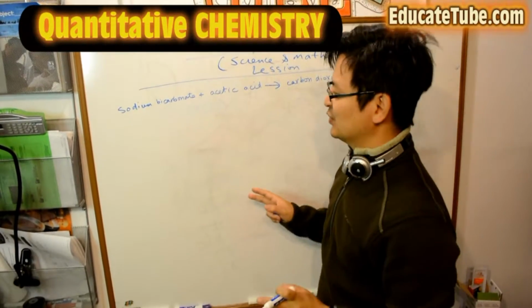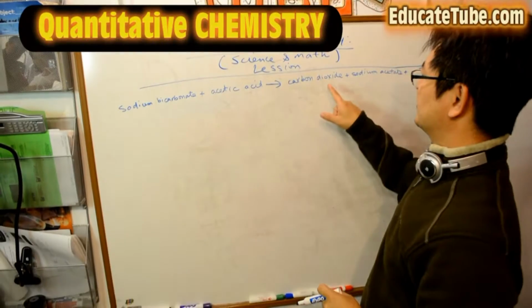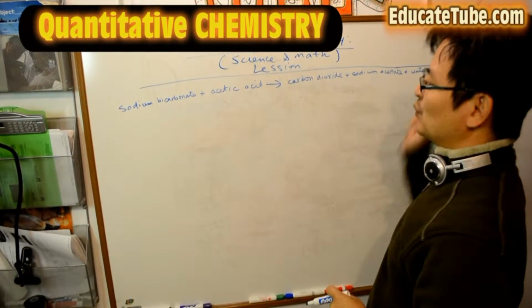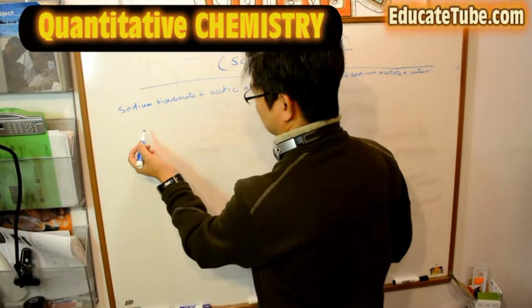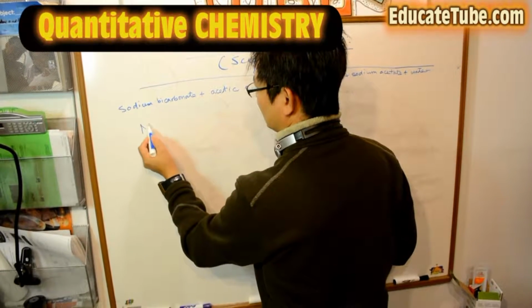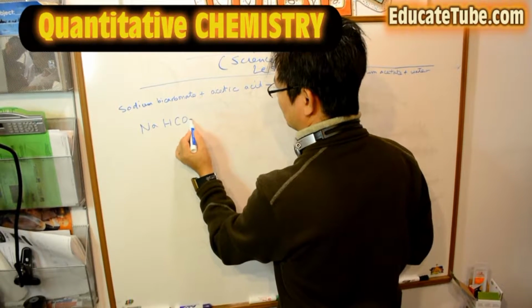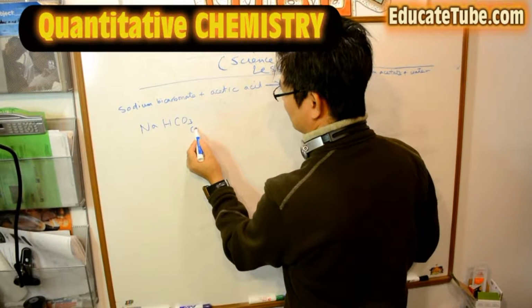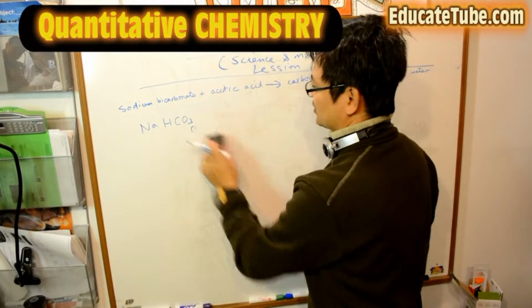Okay, so let's look at the word equation. Sodium bicarbonate plus acetic acid gives you carbon dioxide, sodium acetate, and water. Now let's write the chemical equation, the formula. So Na for sodium bicarbonate is HCO3, and I'm going to write the state. Actually, we'll make it solid because it starts as a solid.